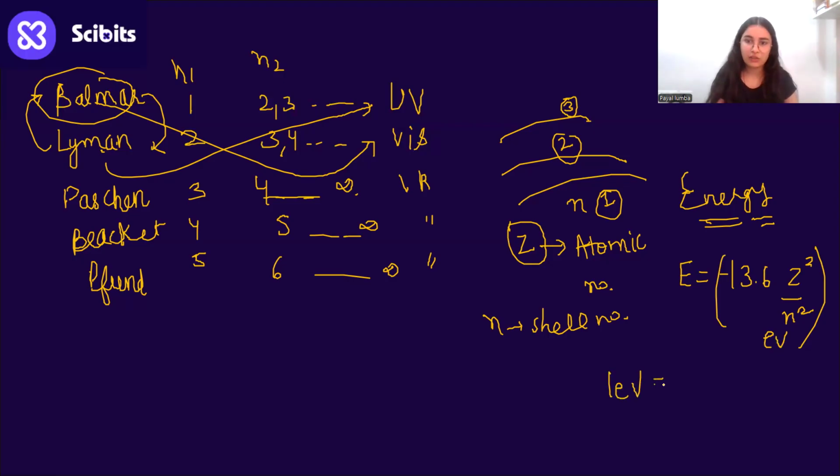So one electron volt is 1.602 into 10 to the power minus 19 joule. It means joule is a bigger unit of energy than electron volt.